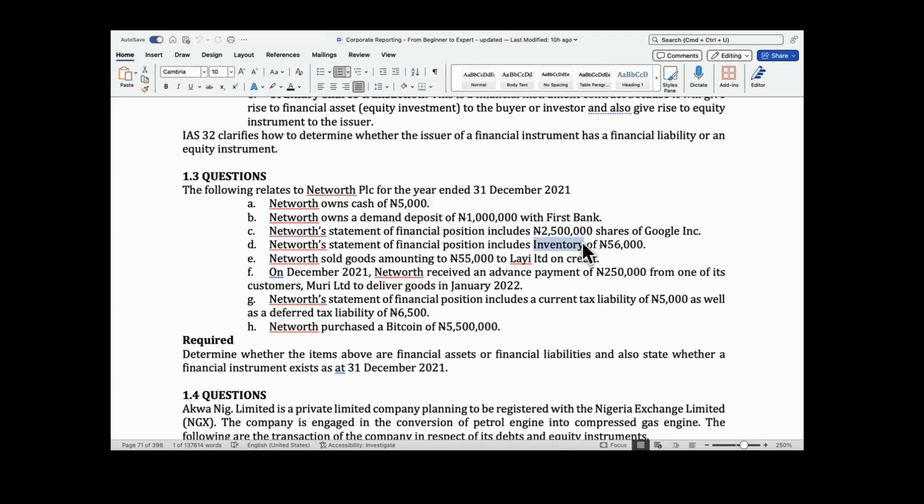It is not cash. It is not shares in another company. It is not a right to receive cash. So it does not meet those definitions. And that is why inventory is not a financial asset, because it only creates an opportunity to generate cash. If you are able to sell, then you will get cash. If you don't sell, you won't get cash. So that is not a financial asset.